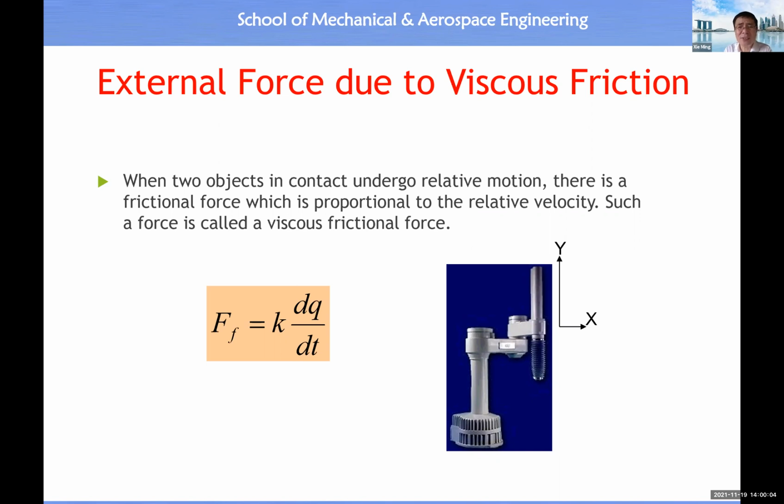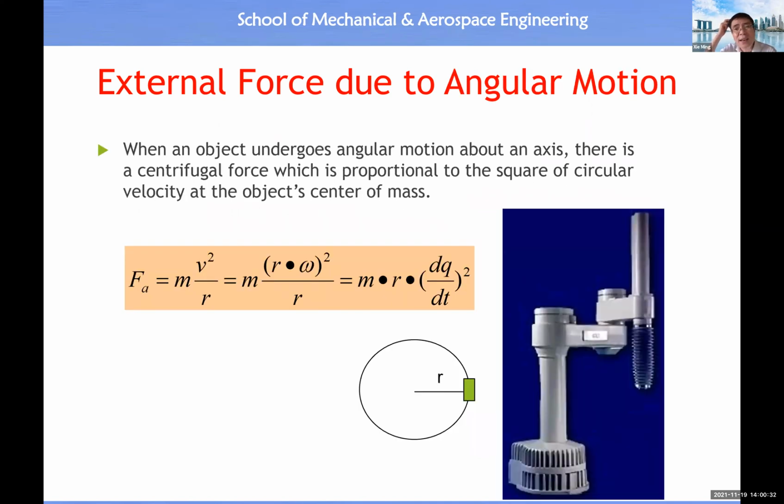To illustrate, when there is a motion, there is a resistance to the motion, and this resistance is proportional to velocity. So you have this coefficient times the velocity. This could be kinetic friction, or for rotary motion we call it viscous friction. All right, so this is the nature of viscous friction. Then how about the unintended force due to rotational motion, for example, centrifugal force?